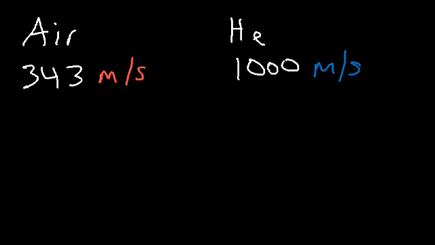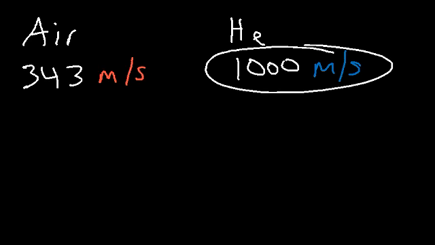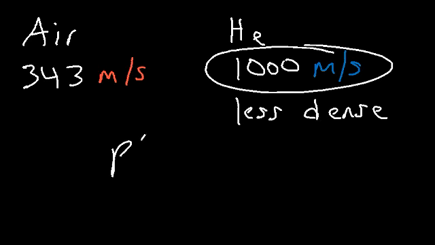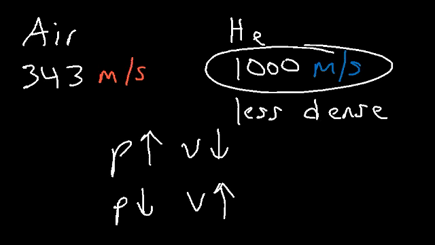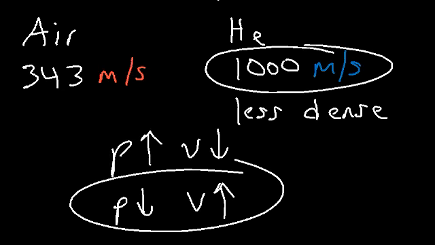Now the elastic factor, or the elastic modulus, is roughly the same for these two gases, but the speed is higher in helium because helium is less dense than air. So as we can see, whenever you increase the density, the speed decreases, and if you decrease the density, the speed will increase.